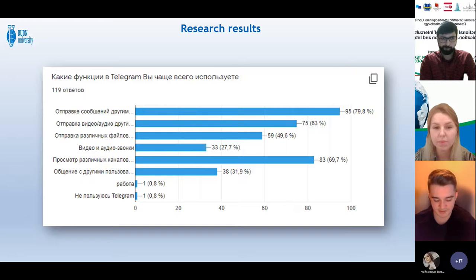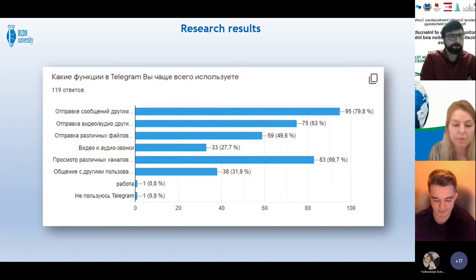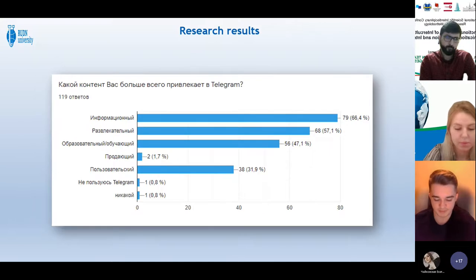Next, we asked questions about using the Telegram functions. Most of the respondents often exchange messages with other users, video and audio files, and also watch various channels. Further, we asked about what content the respondents prefer to enjoy in Telegram. The most popular types of content are informational, entertaining, educational, and user-generated. All percentage ratios can be seen below.